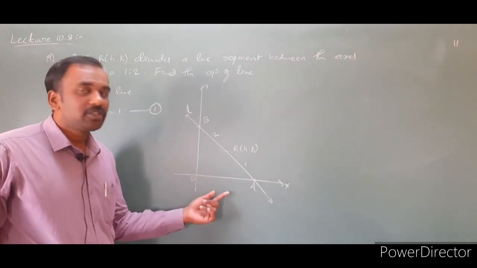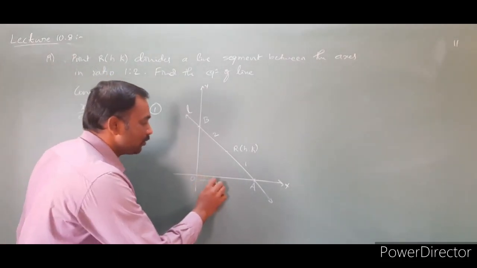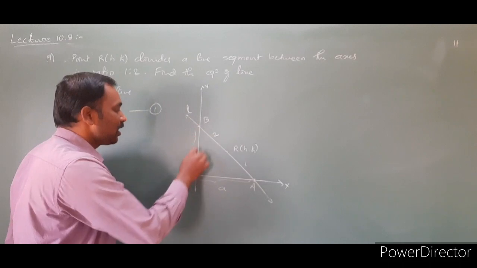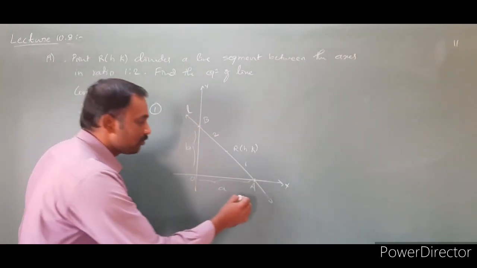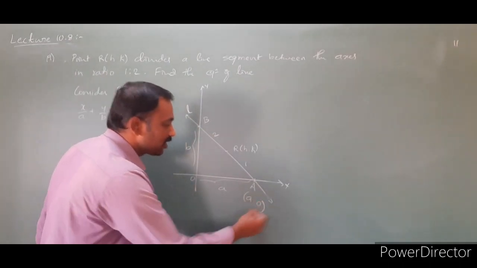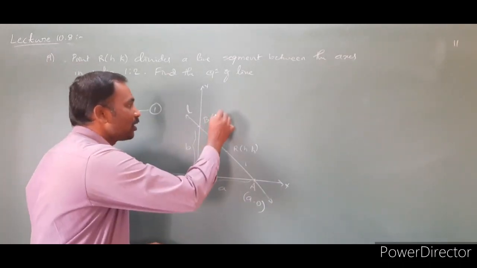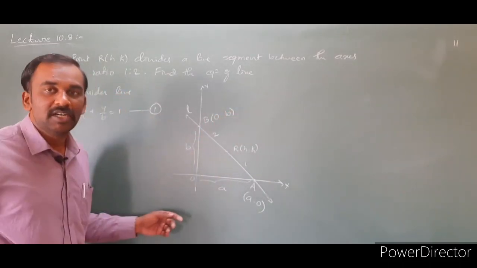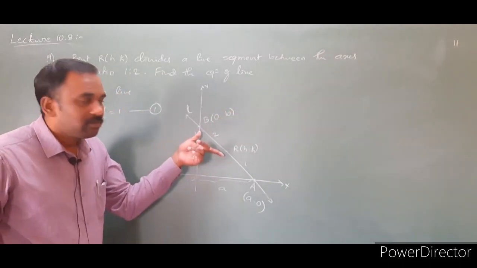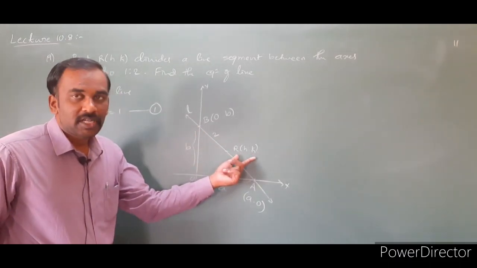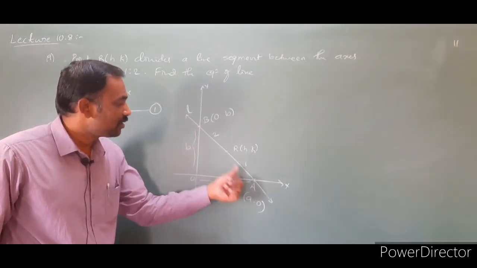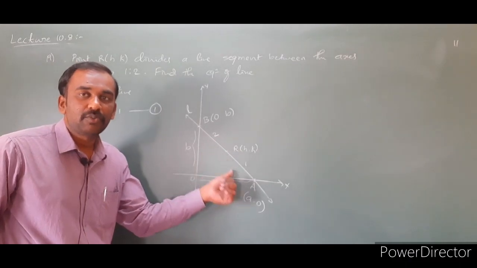Here it is sufficient to find the a value and the b value. What is the a value? This is the a unit and this is the b unit. From that we can get the coordinate of A as (a, 0) and the coordinate of B as (0, b). A coordinate, B coordinate we know, R coordinate also we know. This point R divides the line segment AB in the ratio 1:2.